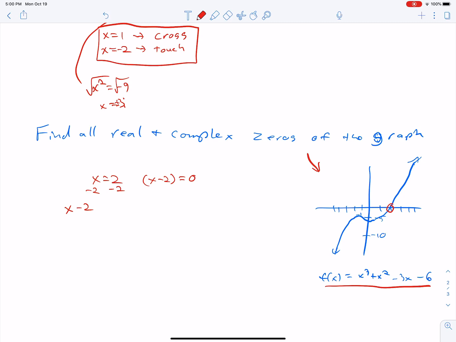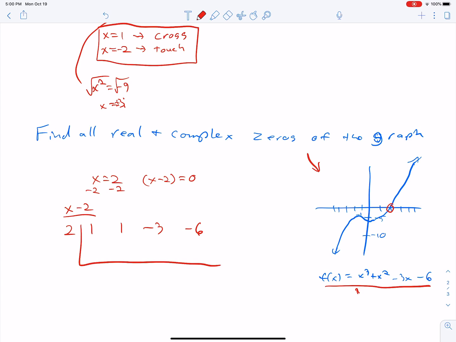So let's set this up in synthetic division. We're going to have a 2 on the outside because it's the opposite of our x minus 2. And then we're going to use the coefficients here. So we have 1 because of the x cubed, 1 because of the x squared, -3 because of the x, and -6 as the constant.